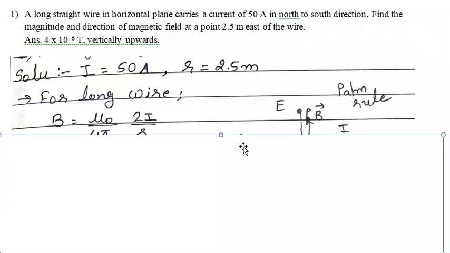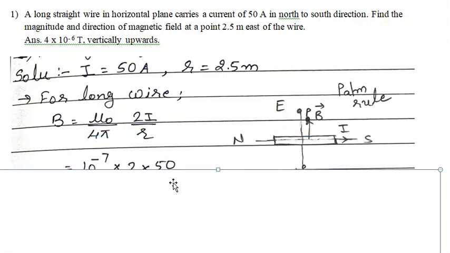Now here value of current I is given, R is given. So for a long wire, we have the formula B is equals to mu 0 upon 4 pi 2I upon R. Here from the diagram you can easily understand, from north to south current is flowing, and we have a point P which is exactly above the wire.